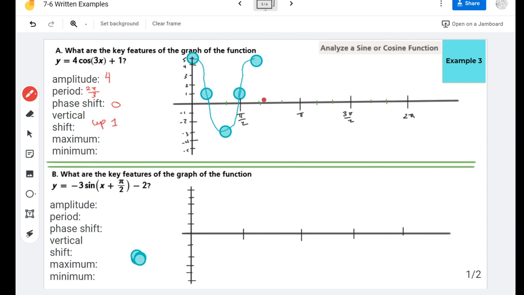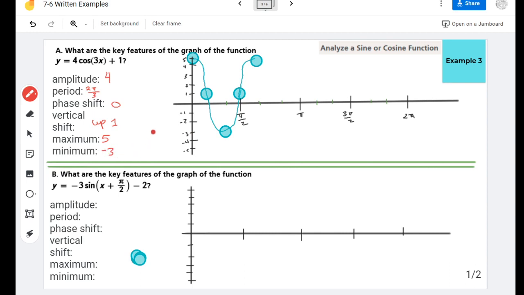All right, that's where we took each of these and scooted them up there at the very end, and it comes from that plus 1 right here. Now our maximum and our minimum are affected by your amplitude and your vertical shift. Our new maximum, instead of being 1, was stretched to 4 and then scooted up to 5. So our maximum's at 5, and our minimum was originally stretched down to -4 and then scooted up to -3.